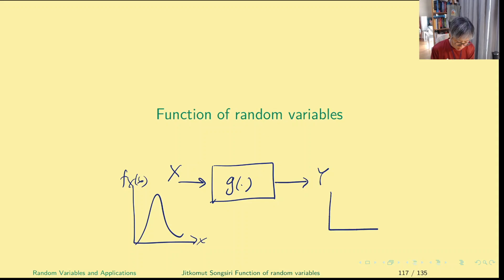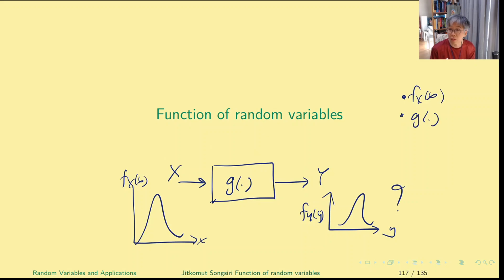So the question is, under the transformation g that will transform x in many ways, what can we say about the distribution of y? How does it look like? Of course, conceptually the distribution of y should depend on fx and also should depend on the nonlinear transformation g.